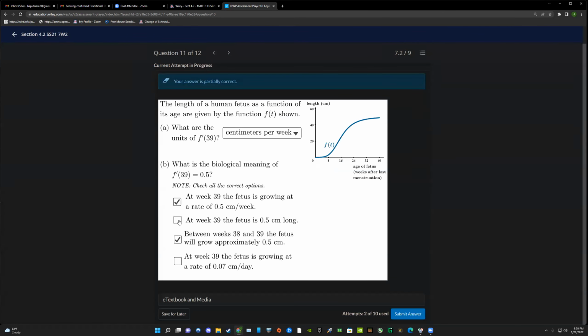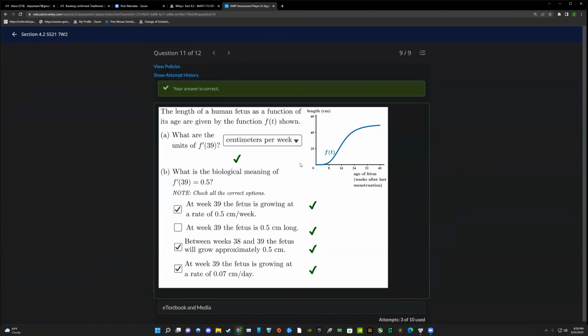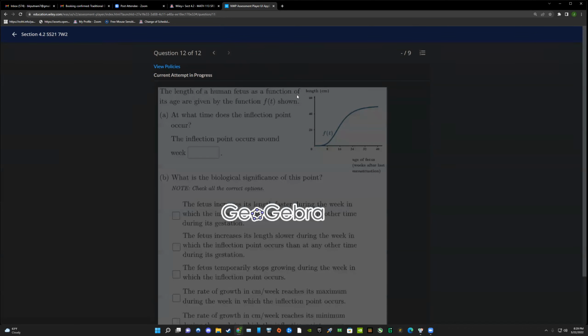Let's see why. At week 39, the fetus is growing at a rate of 0.07 centimeters per day. I don't think that is correct because it says it's growing at 0.5. Oh, centimeters per week. Okay, so if you take 0.5 and divide it by the number of days in a week, 7, you get 0.07. So they just changed the units on you. That's an oddity. Maybe they also changed from inches to centimeters.